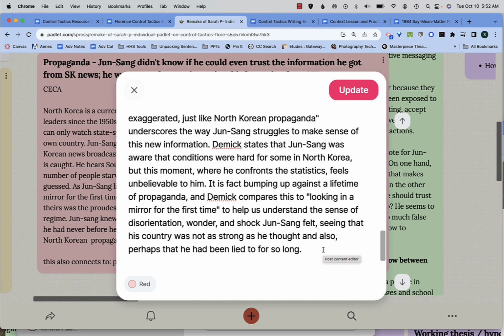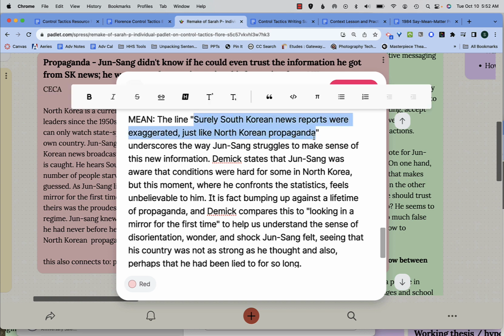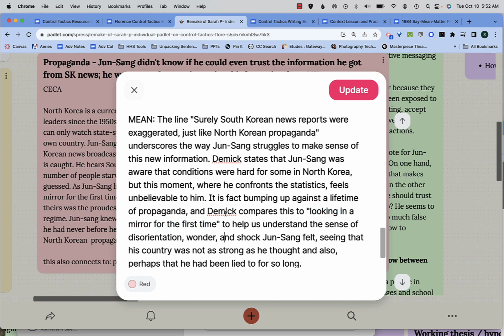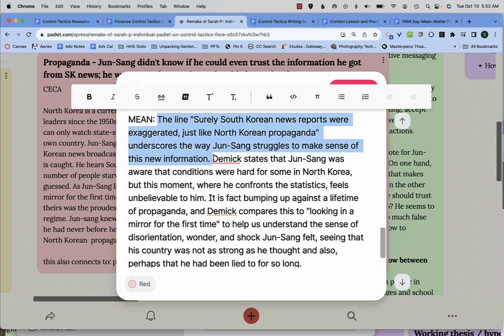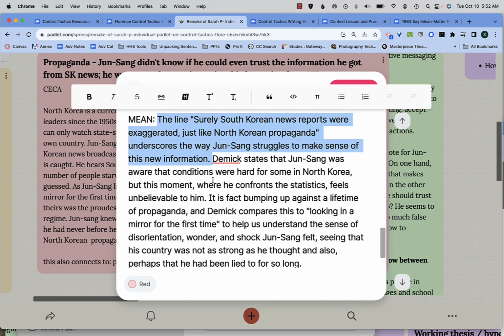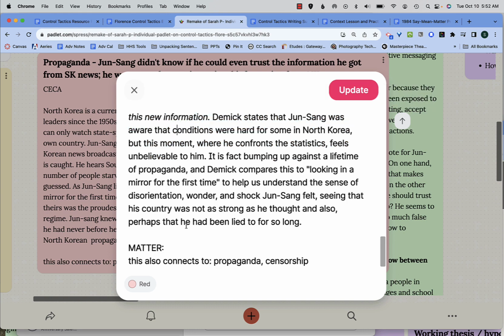You'll notice in my mean, I chose to zoom in on two parts. I did this, but then I realized I also needed this "looking in a mirror for the first time." And I'm actually wondering now, having written it, this is my recursive process, maybe I don't need this first part after all. Maybe I could just start with this. I'm not sure. I'm going to leave it in so that I have it, but maybe I'll put it in italics so that I know that maybe I want to delete that later. That's my mean. Now I'm going to go on to my matter.